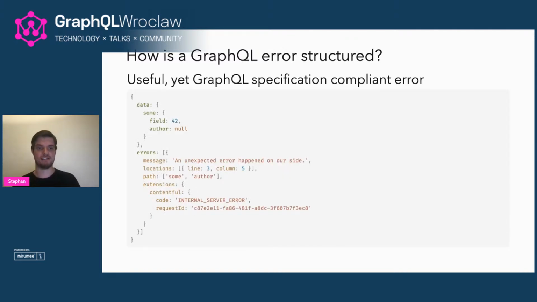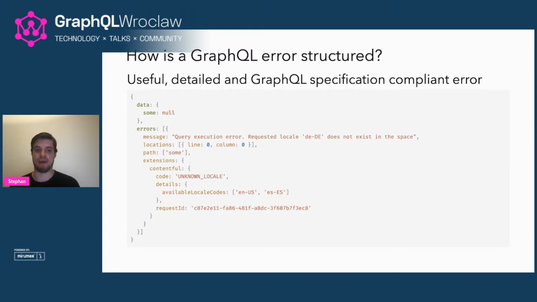So with that knowledge, this is how a useful yet GraphQL specification-compliant error looks like. As you can see here, we have put in there the extensions with contentful, and now we have a code, internal server error, and we have a request ID that you could send to support and ask what is going on.